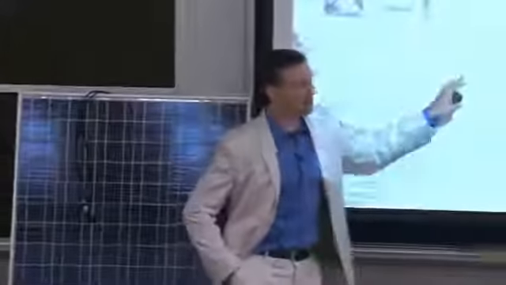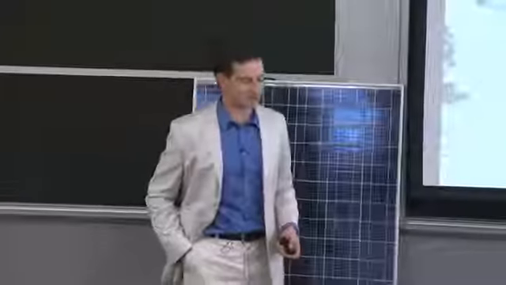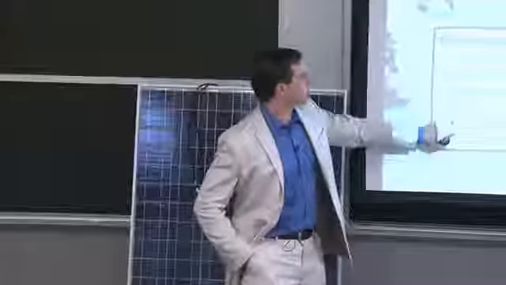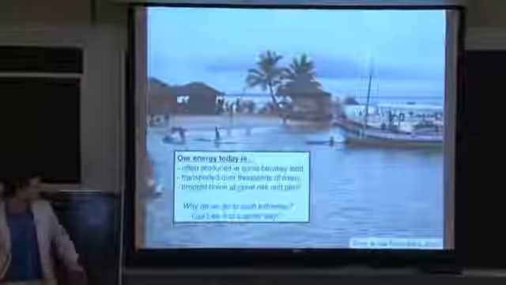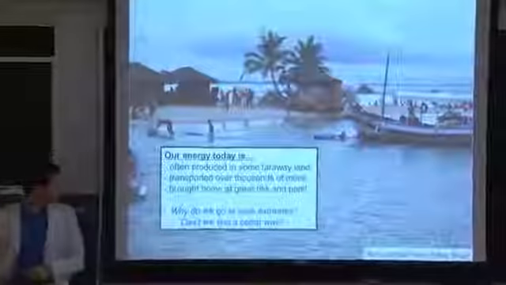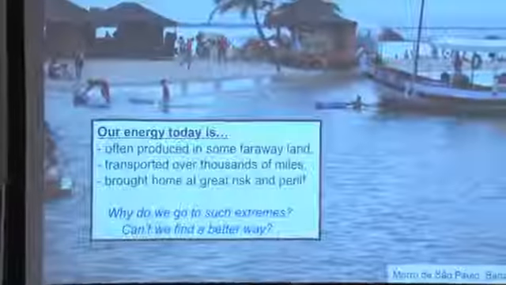But if you look at our energy supply to the United States, it's no less heroic. It just has different dimensions. And so the energy that we use today is often produced in some faraway land, not always, but often, transported sometimes over thousands of miles and brought home at a significant risk and peril. And the question is, why do we go to such extremes? And the second question is, is there a better way?